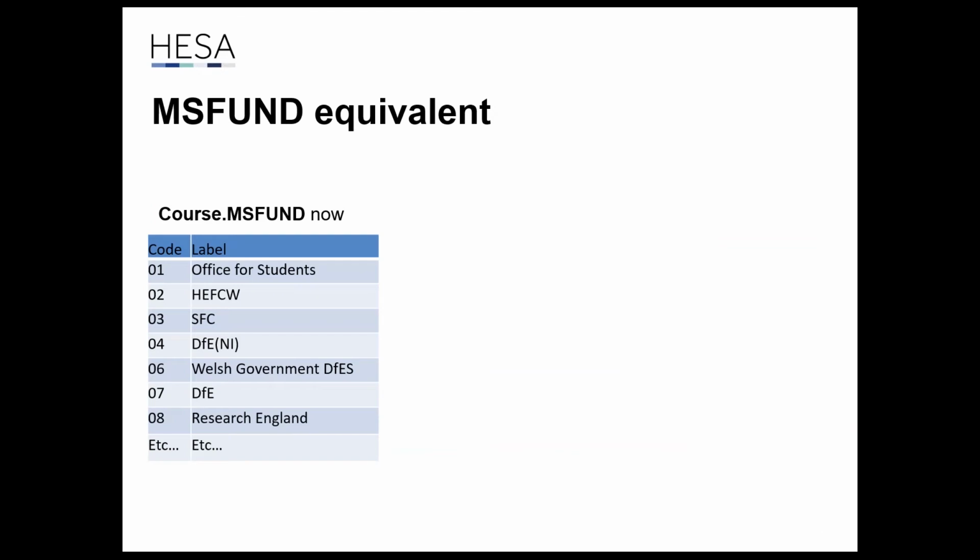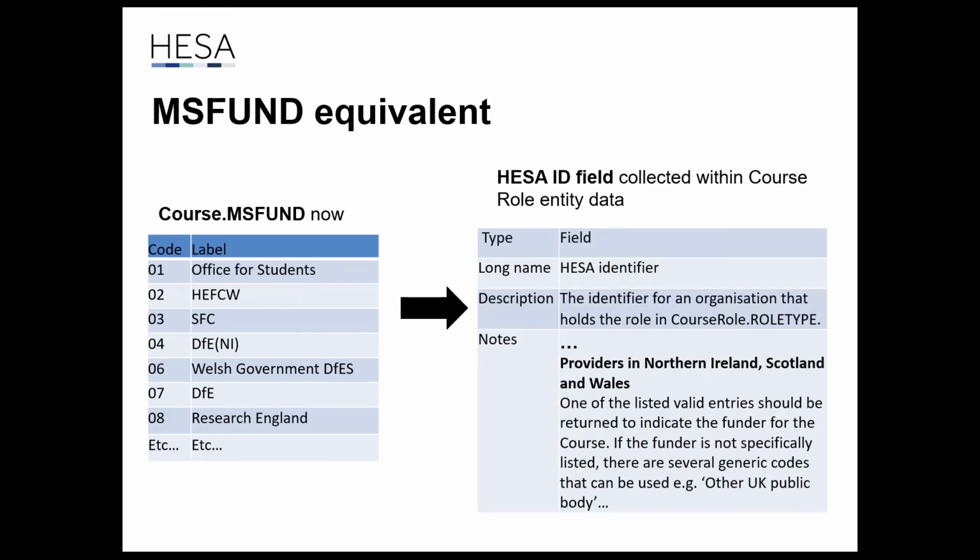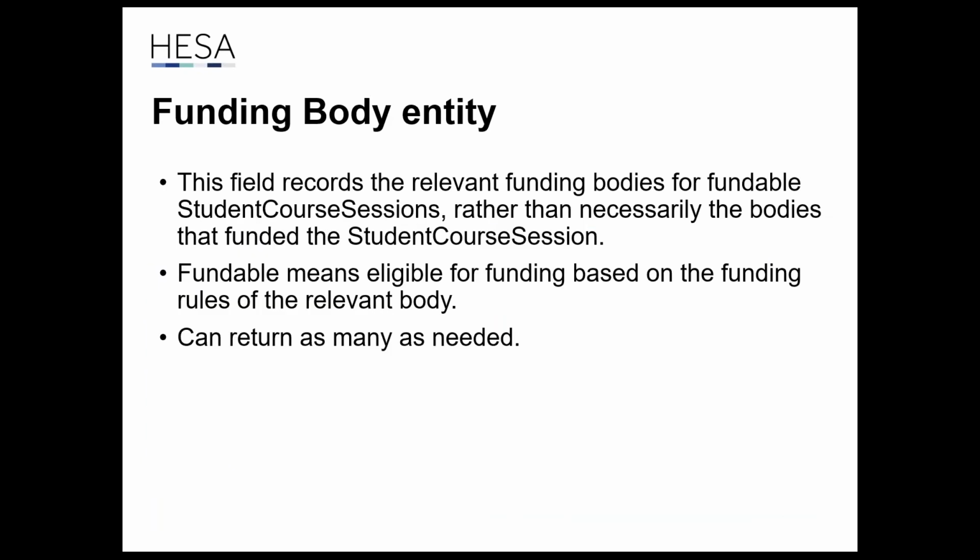I'll go into more detail about what each of those are now. So MS Fund, which is currently what it's called. As I said, it's in the course role entity, so that's sitting off the course entity. And this is only for providers in Northern Ireland, Scotland and Wales. This is basically listing all those usual valid entries to say which of these organisations is funding the course. And there's a couple of generic ones there as well if relevant. So that one's fairly simple.